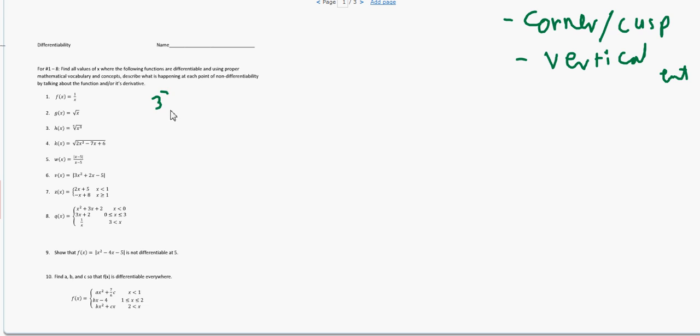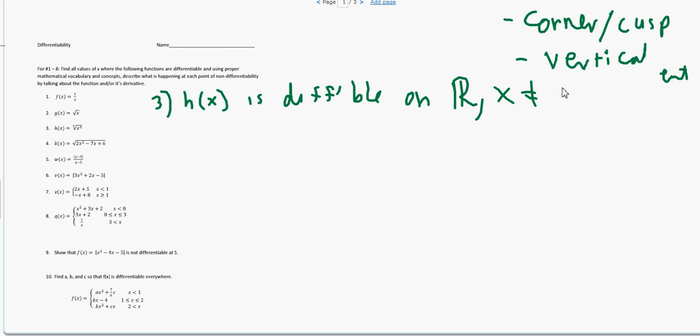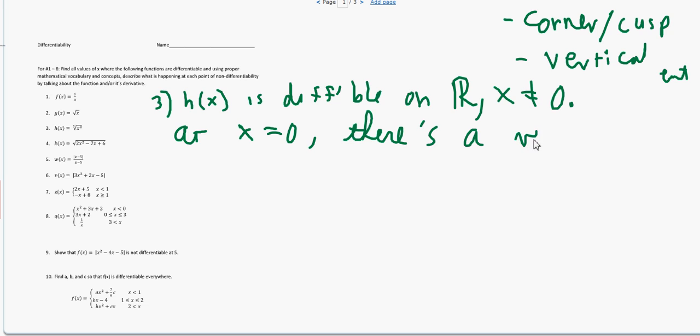So where's it differentiable? h of x is differentiable on the reals except for x equals 0, and at x equals 0, there's a vertical tangent. There you go. That's why it's not differentiable there. That's all it's asking. Let's go to number 4.